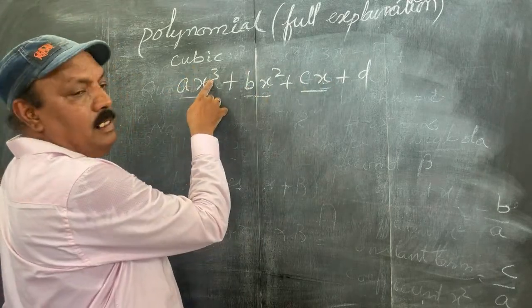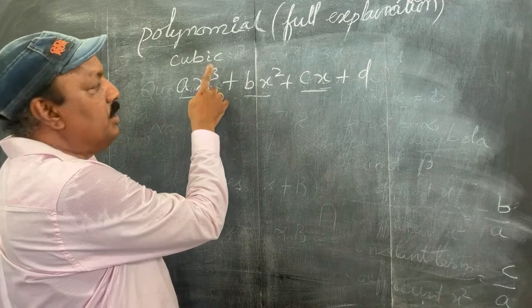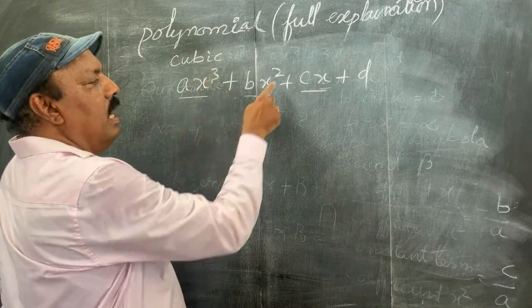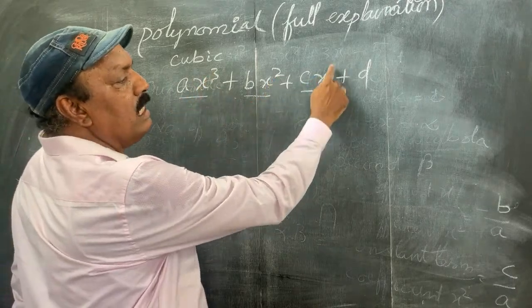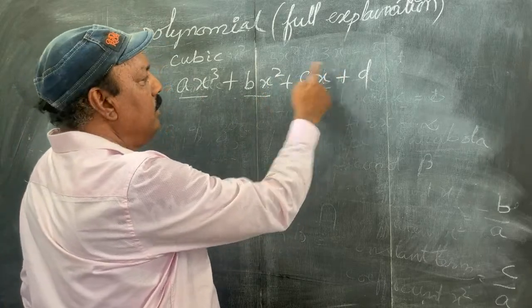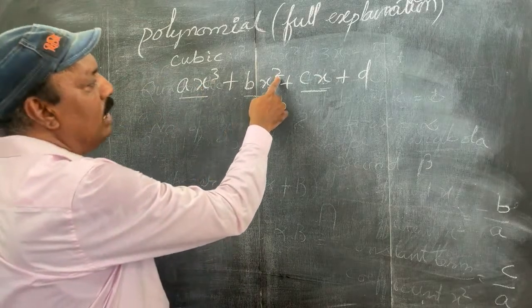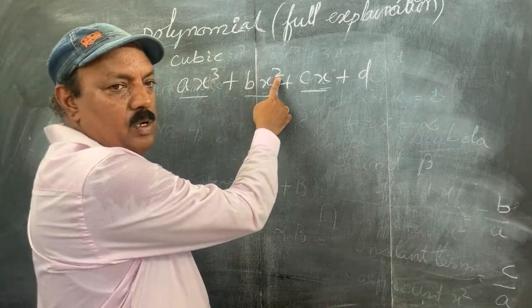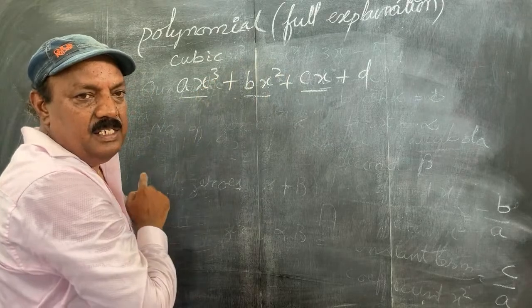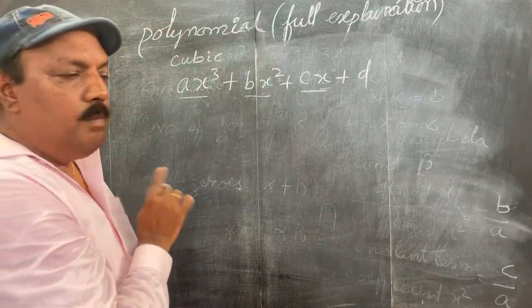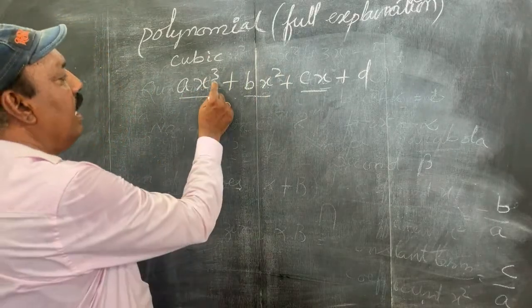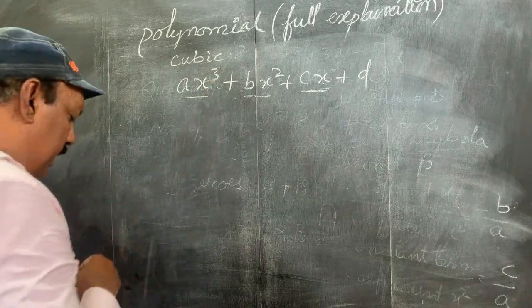And what is the degree here? The highest degree is 3, and 2 is also there, 1 is also there. If nothing is there, it is 1. Which is the highest degree? That only we will consider. Since 2 is also there, can we call it quadratic? No. Only the highest one we take into consideration. So the highest here is 3, so this is the cubic polynomial.